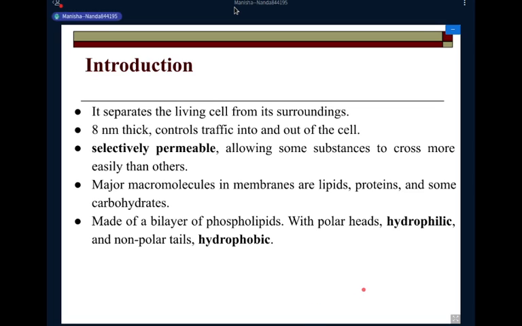So I'll first introduce you to the membrane, right? The plasma membrane, first of all, separates the living cell from its surroundings. When we talked about the structure of the cell, we said that the cell is the basic structural and functional unit of life, right? In multicellular organisms, you see they have different tissues and organs which are formed of multiple cells. They are a combination of multiple cells.